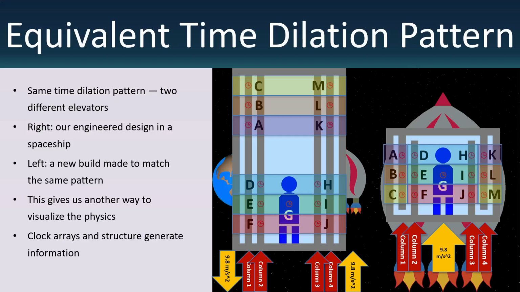What we're really showing here is how clock arrays, combined with purposeful engineering, can produce measurable patterns of time dilation. And with enough clocks and the right geometry, we can turn those patterns into information streams that distinguish between similar systems to any level of detail we need.